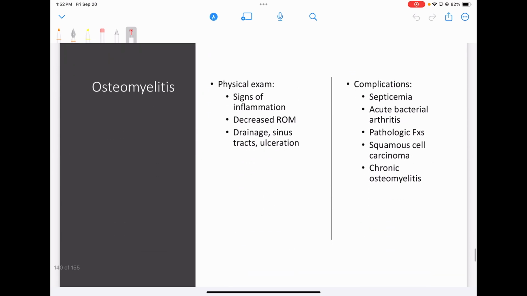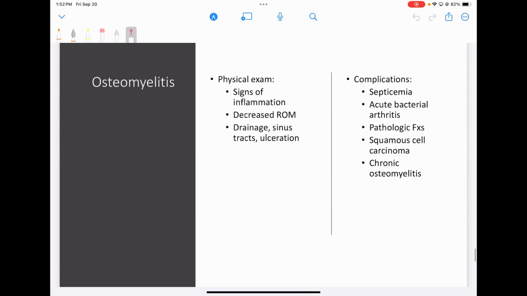Physical exam findings for osteomyelitis. They're going to have signs of inflammation: redness, swelling, heat, temperature, loss of function, decreased range of motion, makes sense. Drainage, sinus tracts, and ulcerations. It is a horrible smell. If anyone worked in the ER as a scribe and you saw a patient with osteomyelitis, it smells very, very bad. So if you see a skin infection and it reeks and it looks very, very red and inflamed and all that stuff, think osteomyelitis.